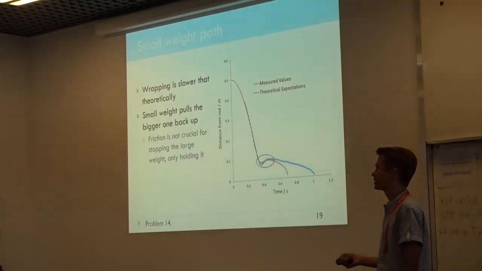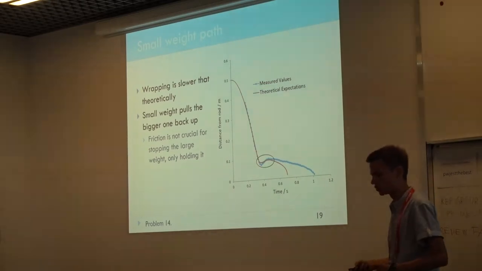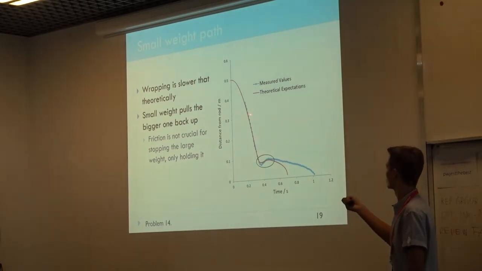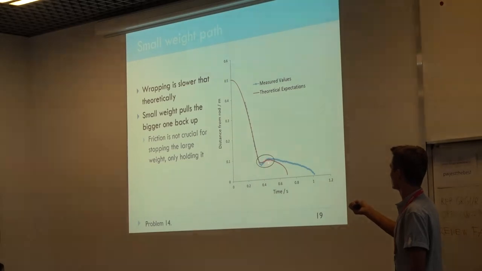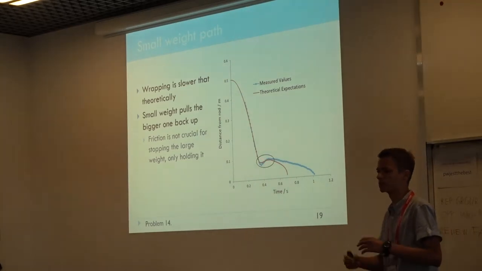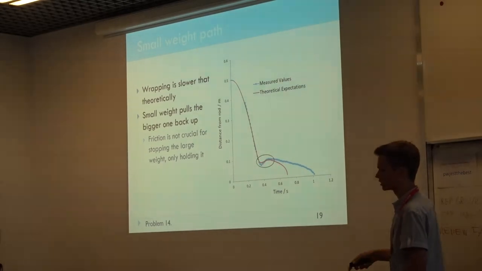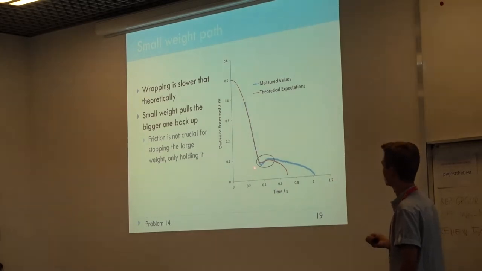So on this graph we can see the distance from the small weight to the rod versus time. And we can see that while the small weight is still far from the rod, the theory makes good predictions. But then this part of the graph here, that's just the small weight wrapping around the rod once the big weight is already stopped. And we can see that the theory predicts it will happen much faster than it actually happens.